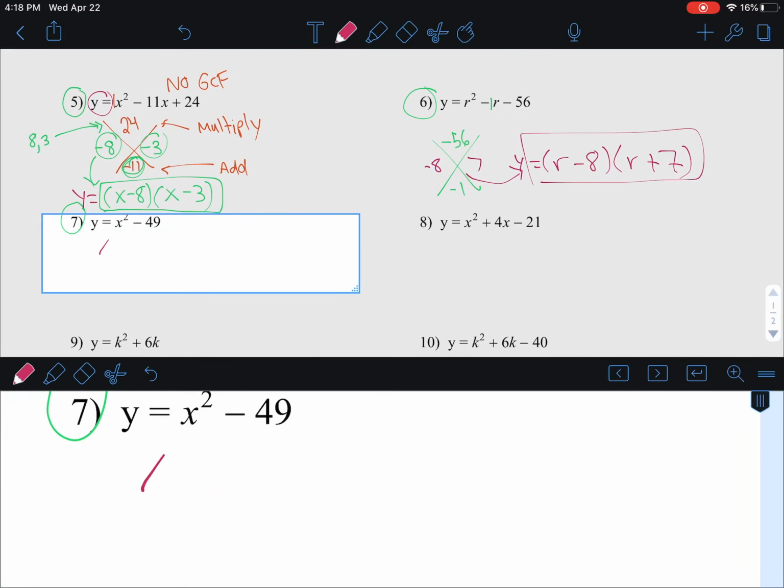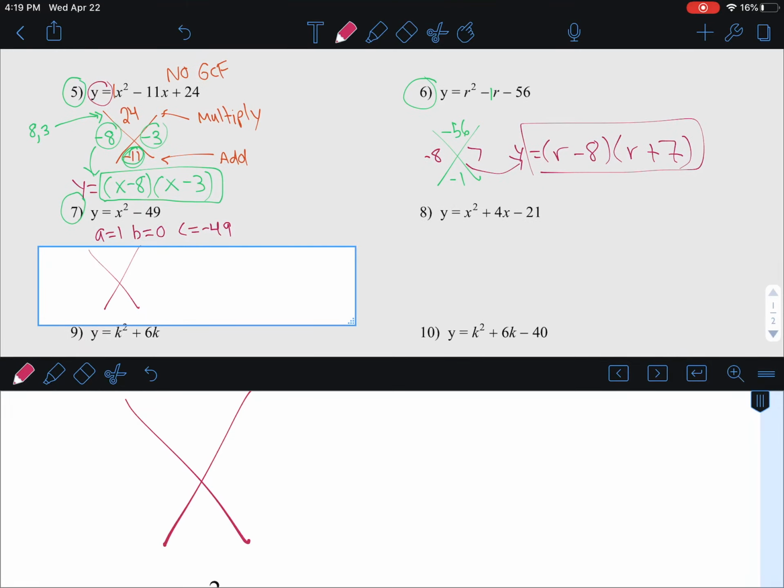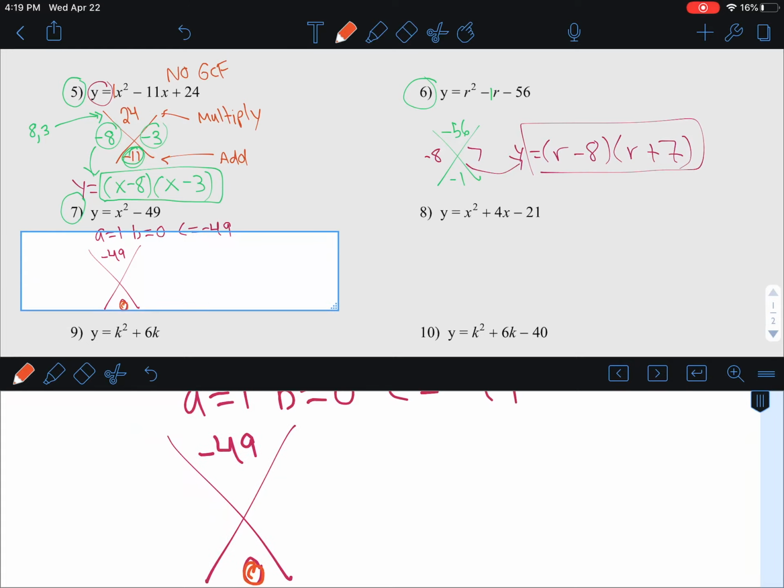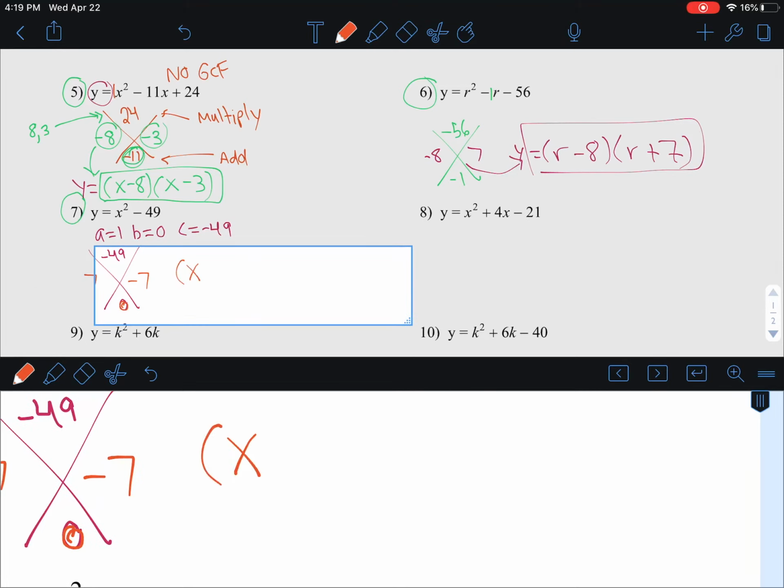All right, 7 is the one that's a little bit different. In this case, A is 1, B is 0, C is negative 49. What are two numbers that multiply to negative 49 and add to 0? Whenever you have to add to 0, just take the square root of that number. That will help you out. What's the square root of 49? The positive of that number is 7, so it's 7 and negative 7. 7 times negative 7 is negative 49, and 7 minus 7 is 0. So in this case, it would be x plus 7, and again, if you want to be technical, it should have the y equals in front: y equals x plus 7 times x minus 7.